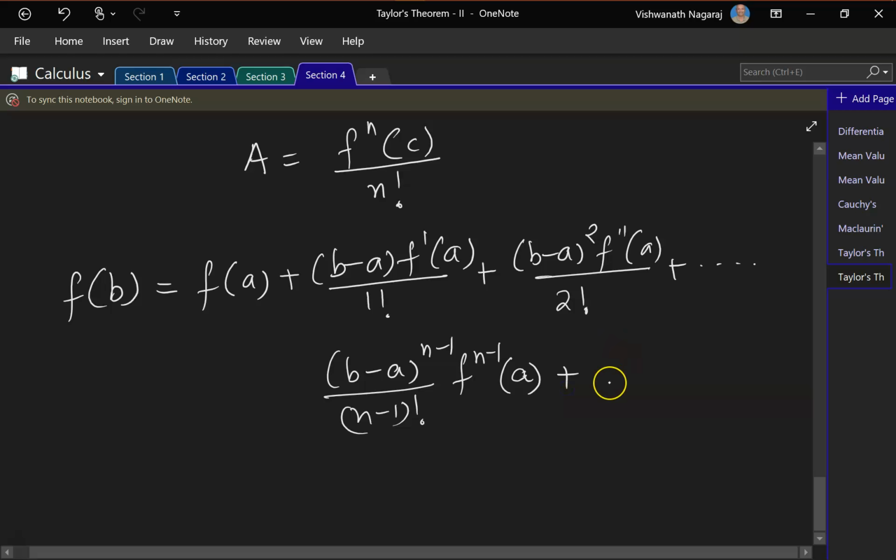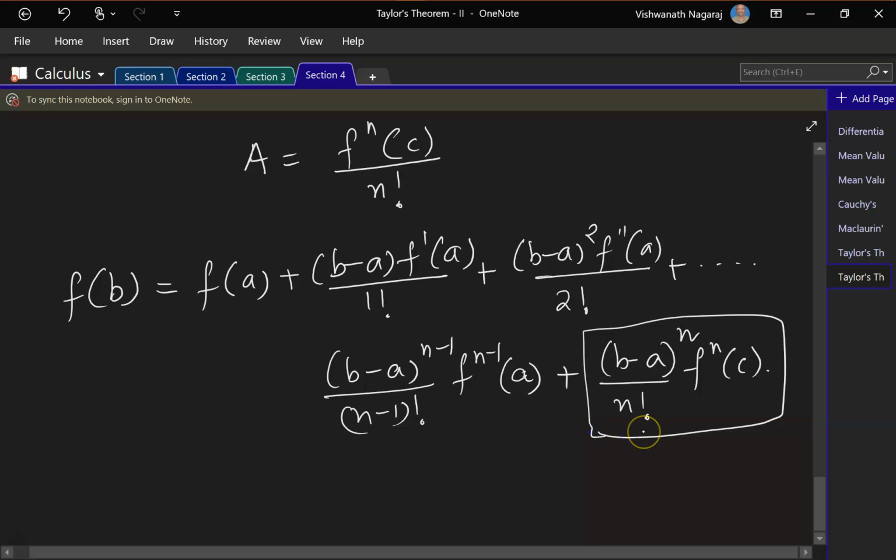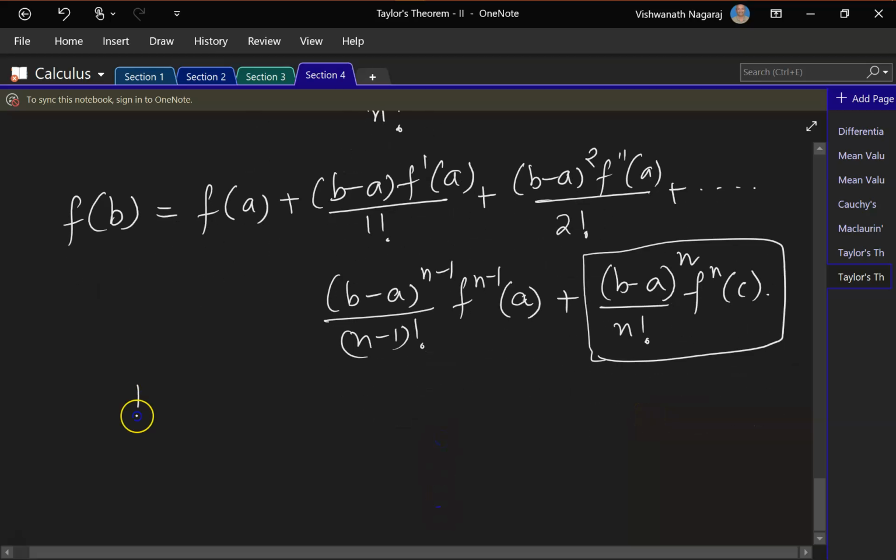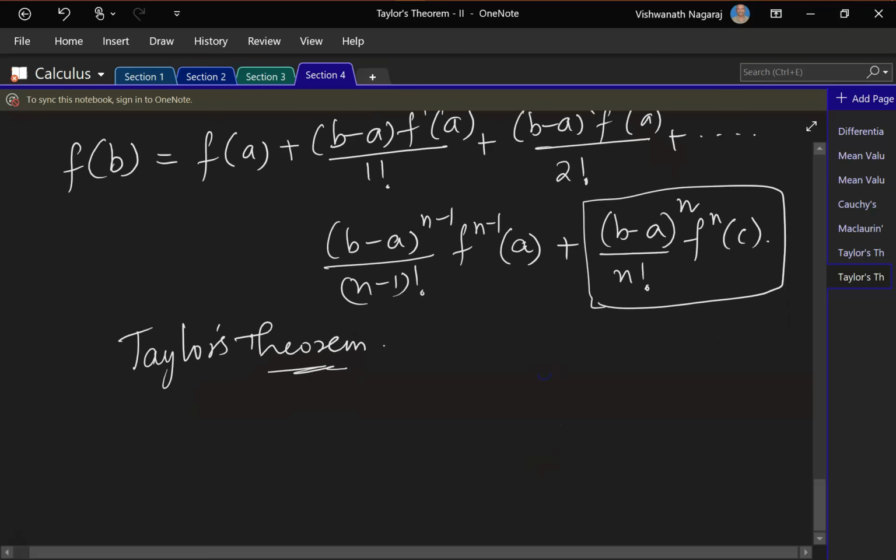plus, now here we do the substitution of a, so b minus a to the power of n by n factorial times f n c. So this is the part where we had a times b minus a to the power of n times f n c. Now that a has been substituted with f of nth derivative of c by n factorial, and this is the Taylor's theorem. Okay, let's play around with this.